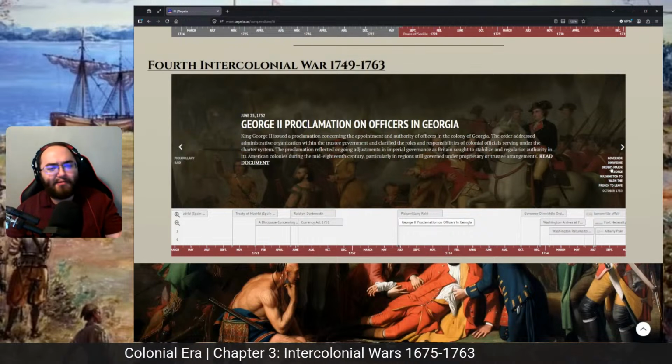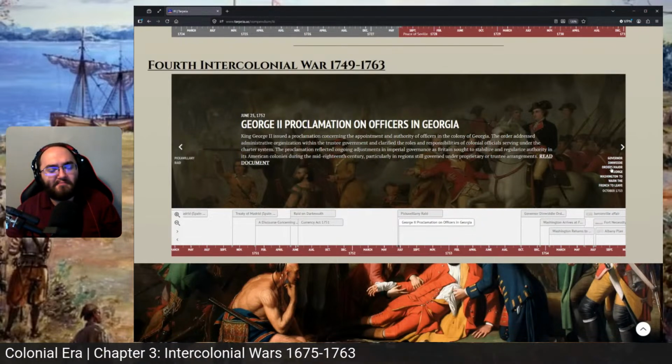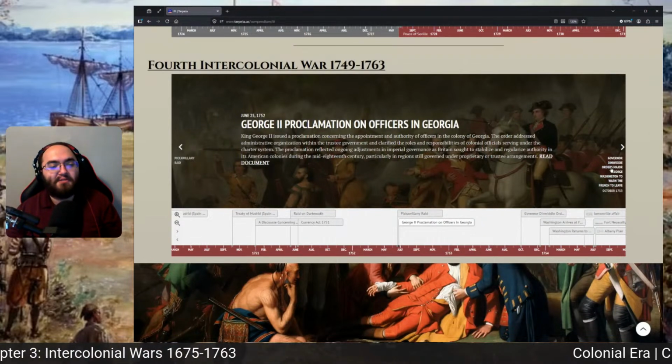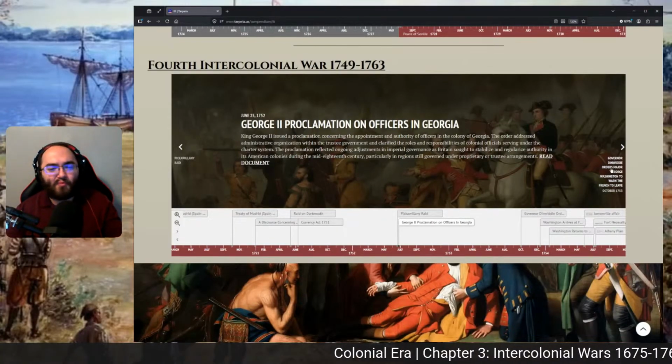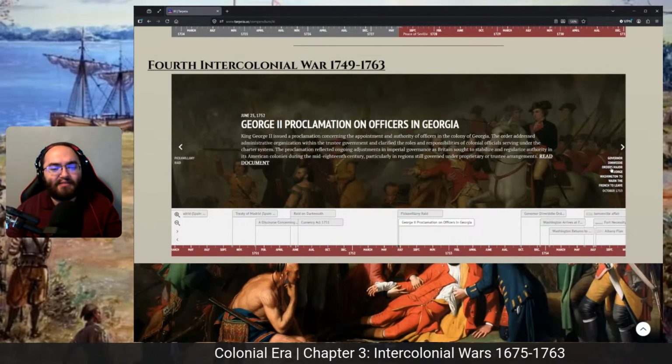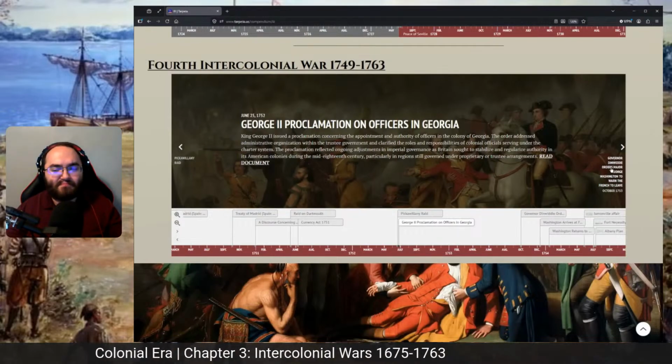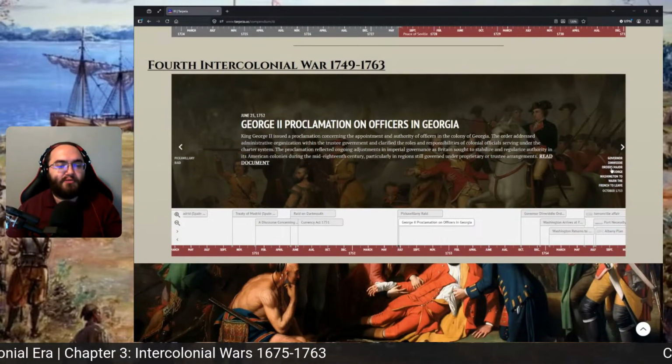And again, yet another example of the king and parliament getting involved in colonial affairs, which means that salutary neglect is not actually real, or at least as real as people say it is.